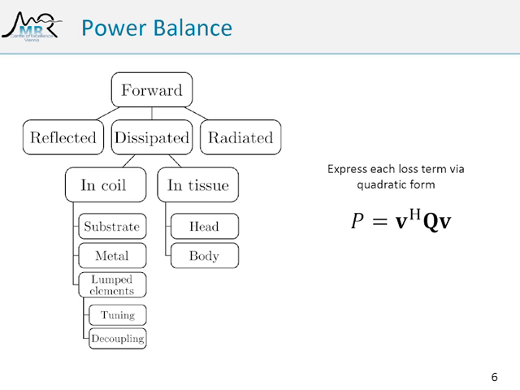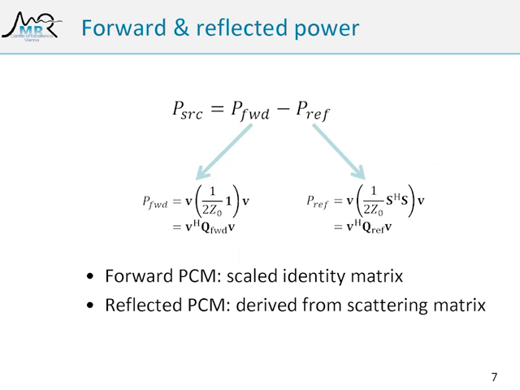For multi-channel arrays, you can write any of those loss terms differently. For the single channel, it's just a number or percentage, and for the multi-channel, you can write it as a quadratic form. V is a vector of your excitation voltages you put into the coil, so it just contains the amplitude and phase that you put into each channel. And Q is a so-called power correlation matrix that you can calculate from the data I just showed for each of those.